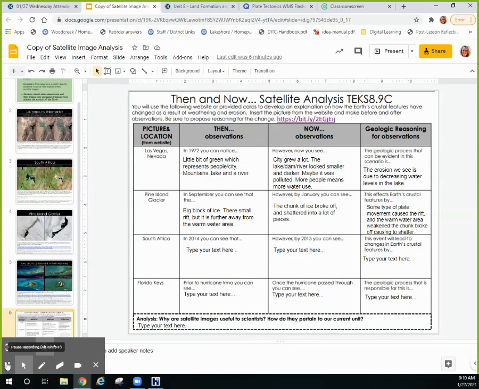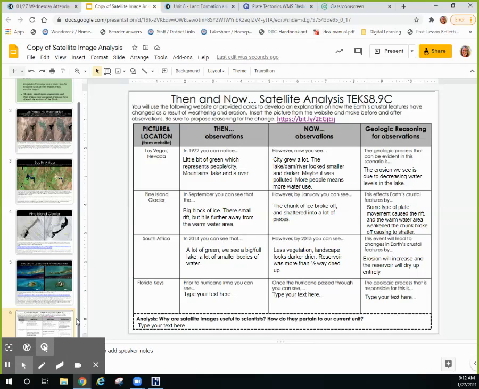So now we're going to fill in our observations on our graphic organizer. When analyzing these images for our graphic organizer, in the 2014 image, we said that we could see a lot of green, which represents vegetation and plant life. We can see a big full lake, a lot of smaller bodies of water. But when we look at the 2015 image, this is a year later, we see a little less vegetation. The landscape looked darker and drier. And then we said the reservoir was more than halfway dried up.